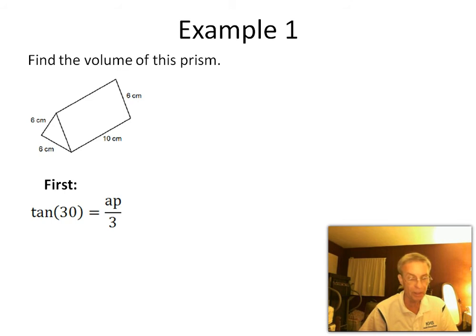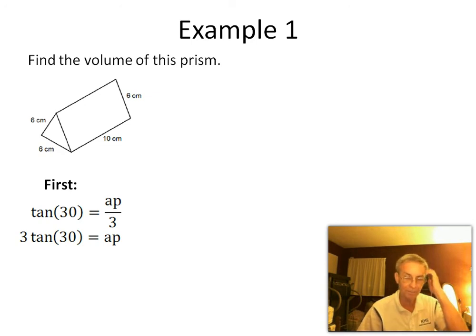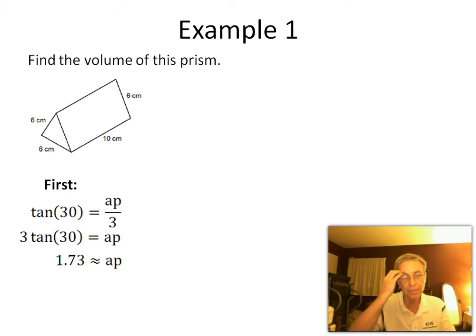So the tangent of 30 is equal to the apothem over 3. Multiply both sides by 3 gives us 3 times the tangent of 30 is equal to the apothem, which when we actually do this, we get approximately 1.73 is equal to our apothem length.